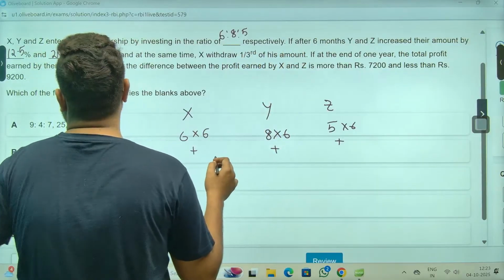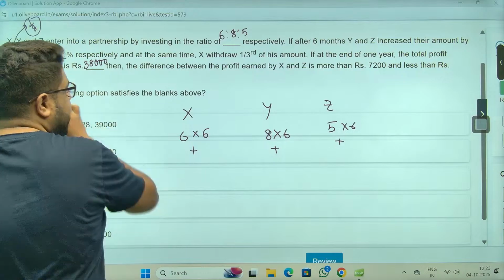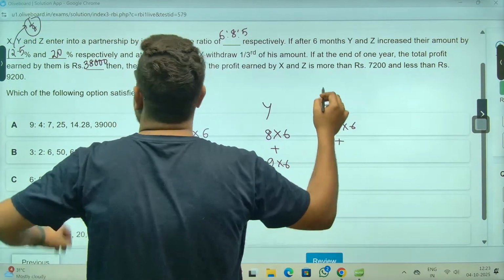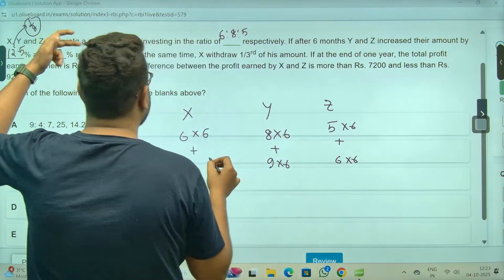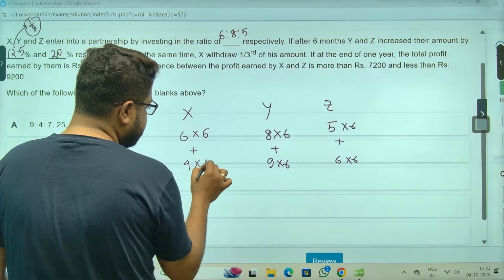6 months Y increase by 12.5 means 1/8. Okay, remember, sir. This is 1/8. So 1/8 means it will become 9 into 6, and 20% meaning it will become, sir, 6 into 6, and this will be 1/3. So this will be, sir, 2 rupees. So this will be 4 into 6.